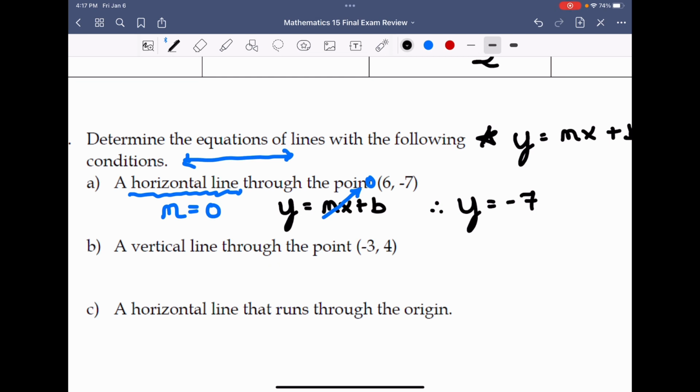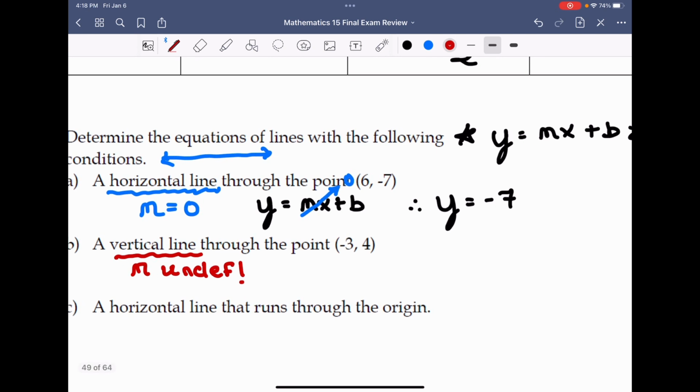A vertical line through the point this. Well, a vertical line means the slope is undefined. And if the slope is undefined, then this line can't be described using y equals mx plus b. Because if it's a vertical line and it doesn't have a y-intercept, and on top of that a slope isn't defined, how does this equation make sense?